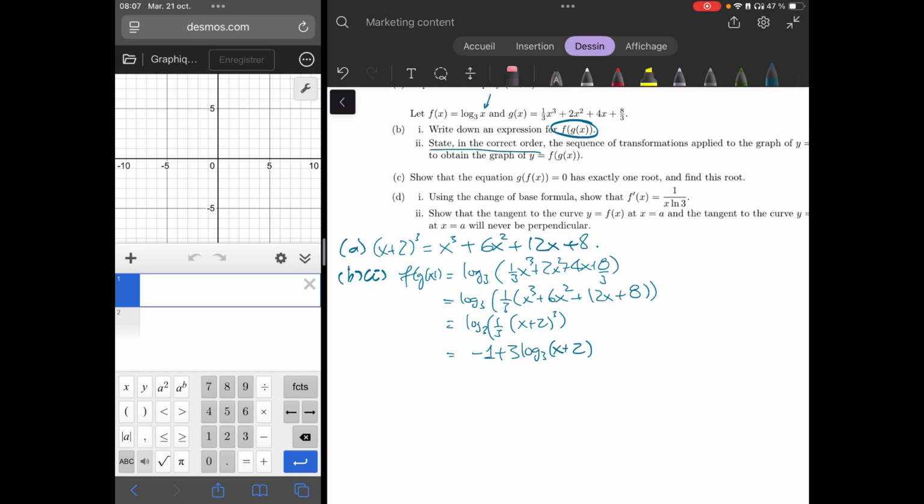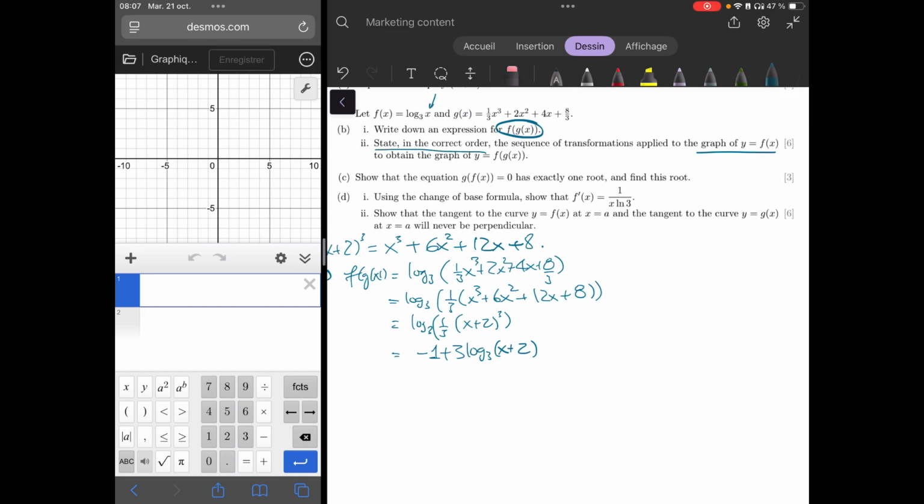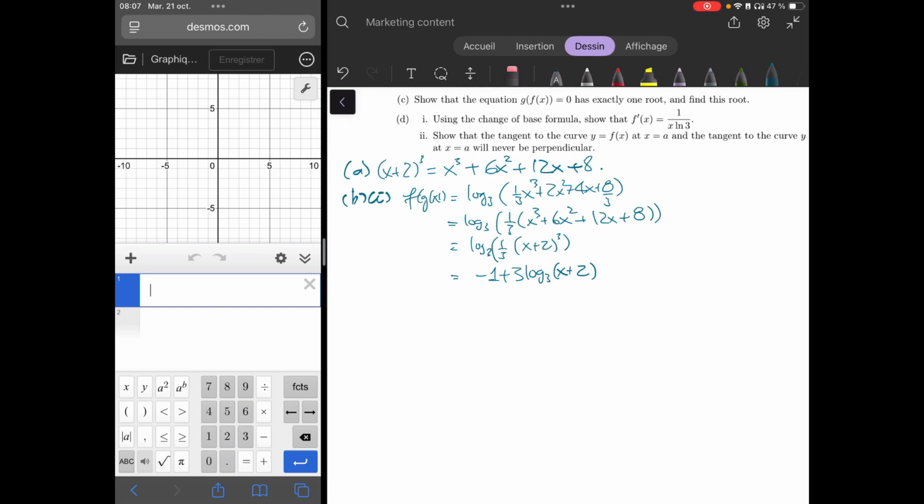State in the correct order the sequence of transformations applied to the graph to obtain the graph of y equals f of g. So, we are going from log base 3 of x all the way to 3 log base 3 of (x + 2) minus 1. So, before that, let's start with a vertical enlargement with scale factor 3. Vertical enlargement, scale factor 3.